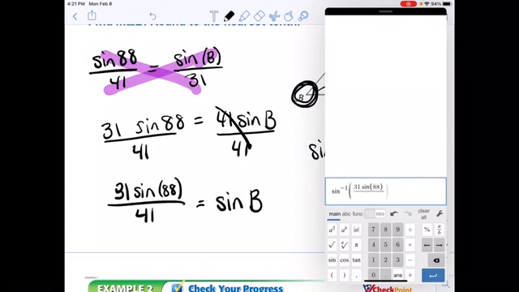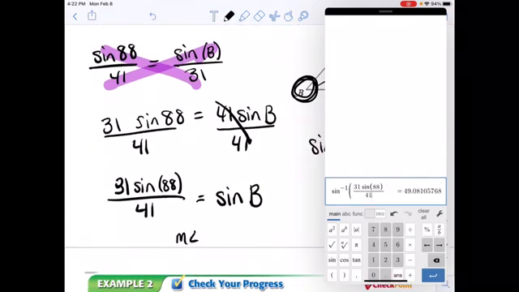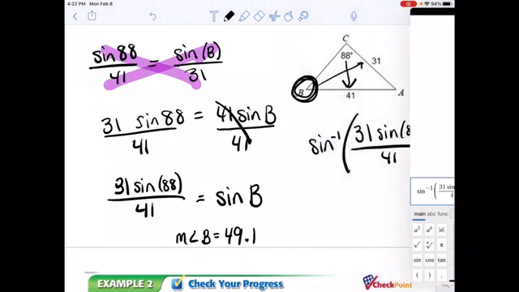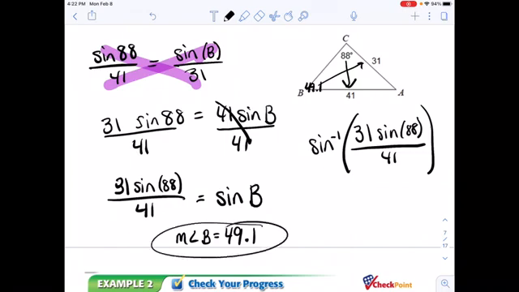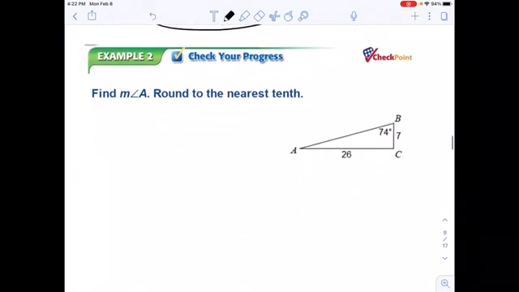If you are not using this Desmos calculator, I would definitely do it in multiple steps, just because it's hard to make sure that the calculator is actually doing it correctly. So that degree, angle B, is actually 49.1 degrees. If we were to solve angle A using a similar method, we'd be able to find it as well. Okay? Now, let's look at another one of those just so we can get a good idea.